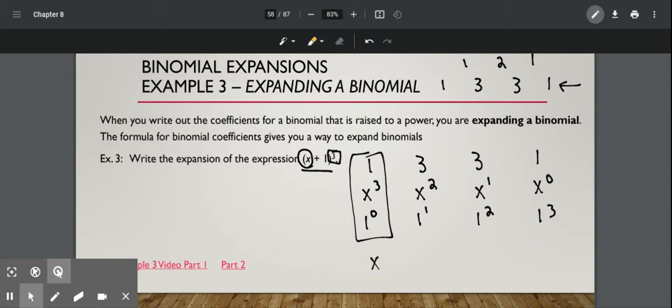So we get x cubed plus 3x squared plus 3x plus 1. And that's how the expansion of x plus 1 cubed would expand, which is a lot quicker than if you were to sit there and FOIL it out the whole time.